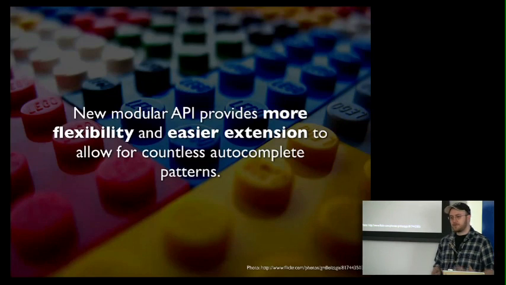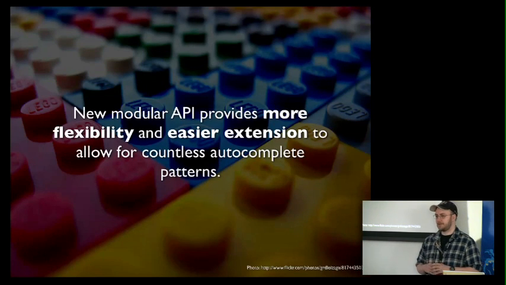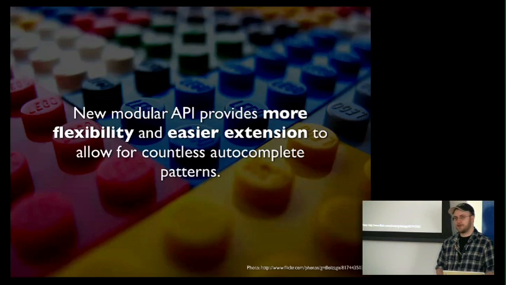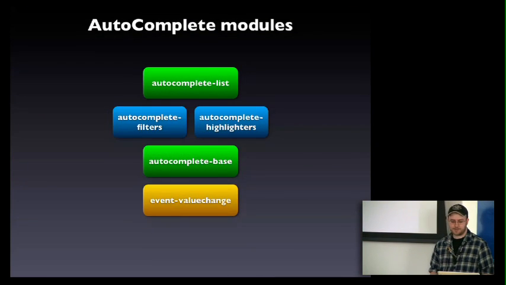As part of the new modular API, we've tried to make things more flexible. We've tried to give you more extension points so that you can hook into these things without having to go through a list, without having to go through a widget. You can basically accomplish anything that you want to accomplish, also without having to rewrite these core patterns that autocomplete will provide for you. So this is what the module structure looks like in autocomplete.